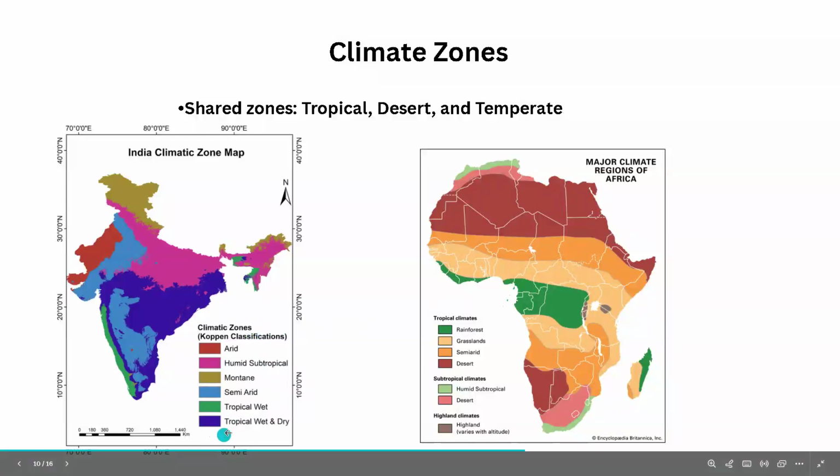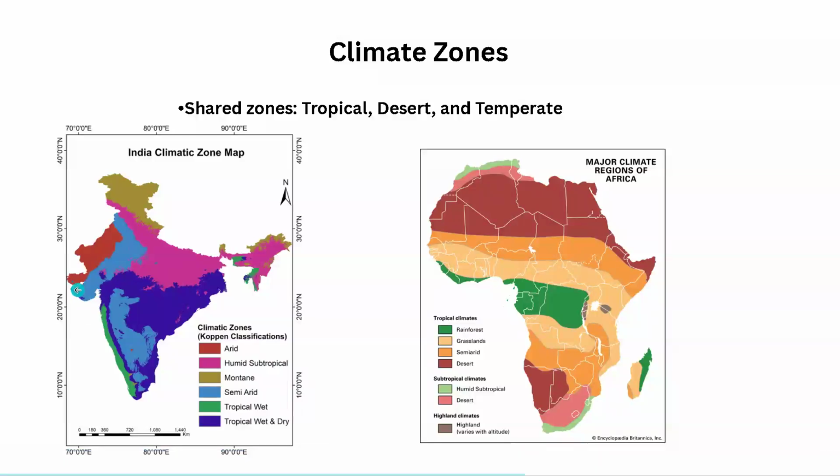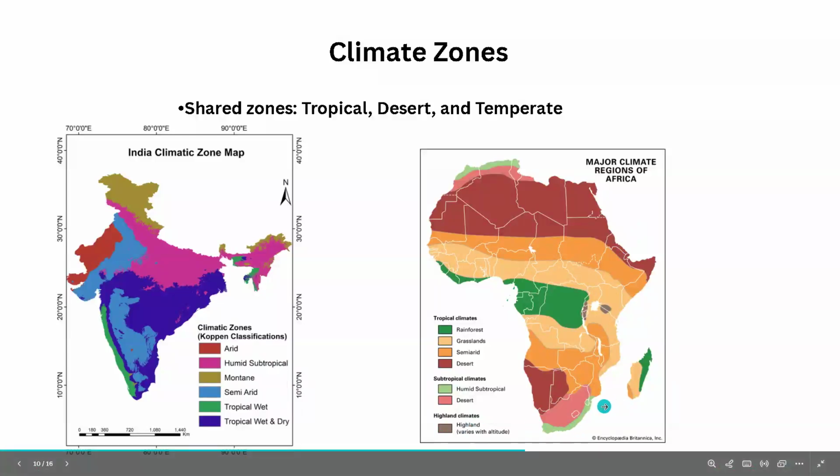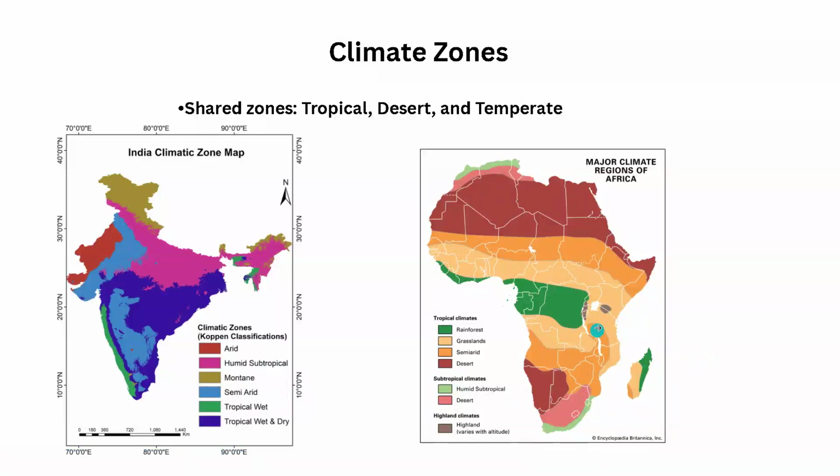Okay. Then tropical wet and dry. This one, tropical wet and dry. What is the specialty of India? 23 and a half degrees north latitude passes through the middle of the country, so a tropical type of climate is seen here. And if we see Africa also, 23 and a half degrees passes through this continent. Both the Tropic of Cancer and the Tropic of Capricorn pass through this, so a tropical type of climate will also be seen in Africa.